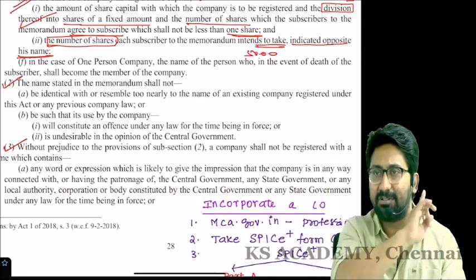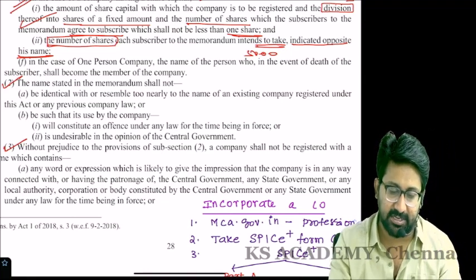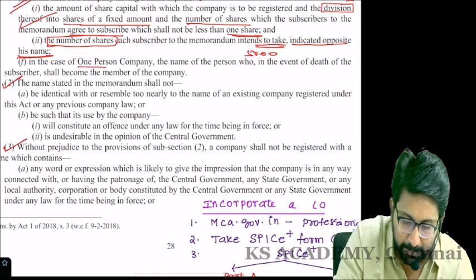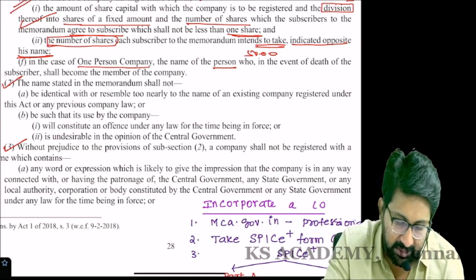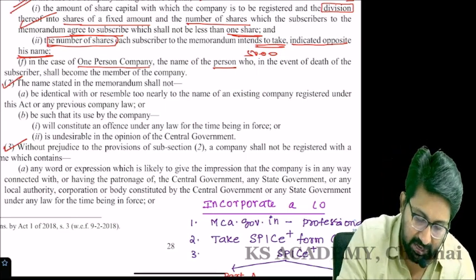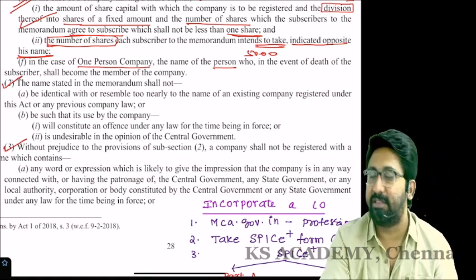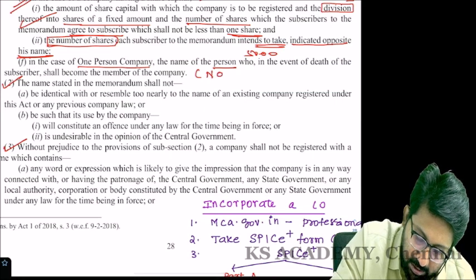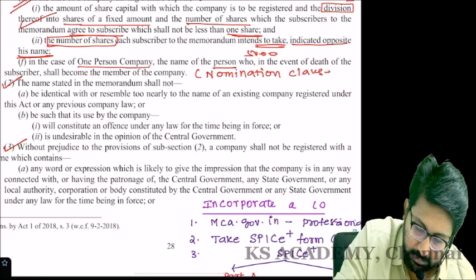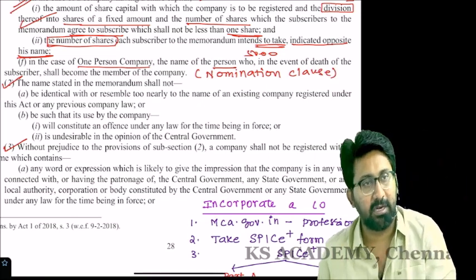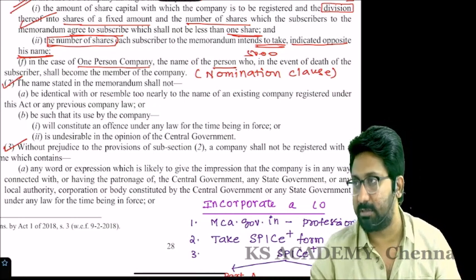Everyone understood? Just a one line answer. Start. The memorandum of a company shall state, in case of a one person company, the name of the person who, in the event of death of the subscriber, shall become the member of the company. So tell me, this clause is also called what clause? Okay, write down there, nomination clause. This is called a nomination clause. So that clause of the memorandum we call a nomination clause.